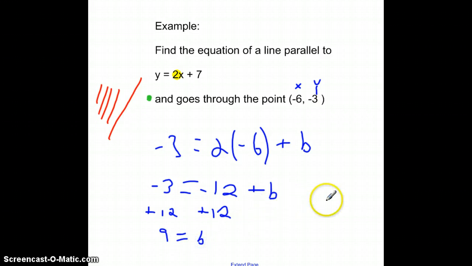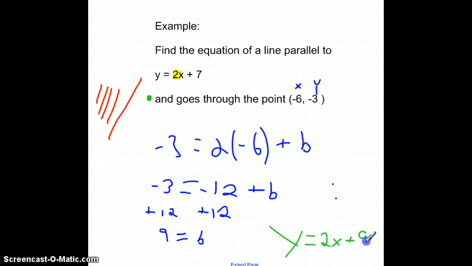So when it comes time to writing our equation, we know that our equation is going to be, here, I'll put it in green, y equals, our m is 2, x, and our b we know is 9.